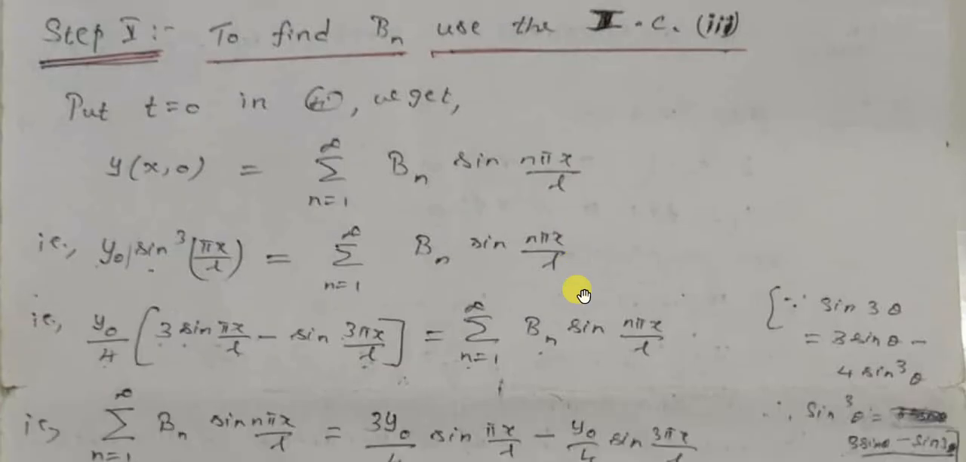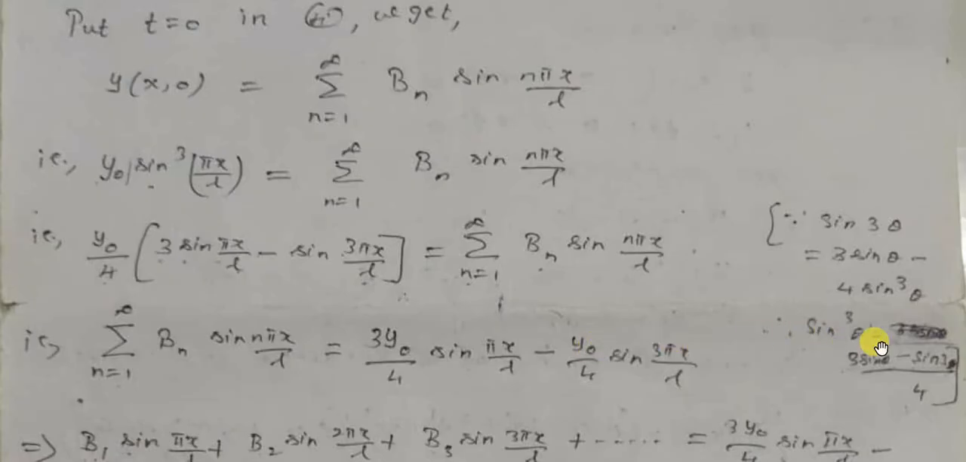But in this problem we have sin cube pi x by L, which is of the form sin cube theta. Instead of finding bn by comparing with the Fourier half range series, we can directly find the values of bn by expanding this sin cube theta with the trigonometric formula. The trigonometric formula for sin cube theta is (3 sin theta minus sin 3 theta) by 4. So in the place of theta we have pi x by L.